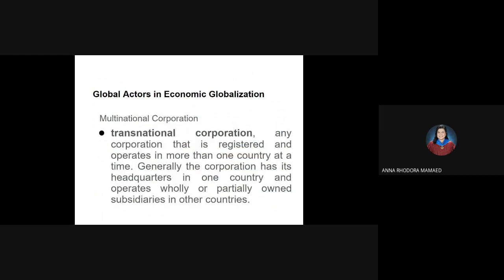The last but not the least is the multinational corporations. From our previous lesson, we have learned about the multinational corporation or the transnational corporation. It is a corporation that is registered and operates in more than one country at a time. They have headquarters in one country and operate fully or partially owned subsidiaries in other countries.